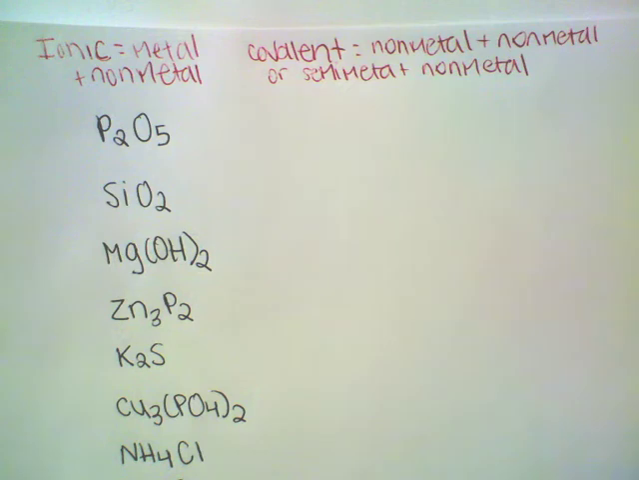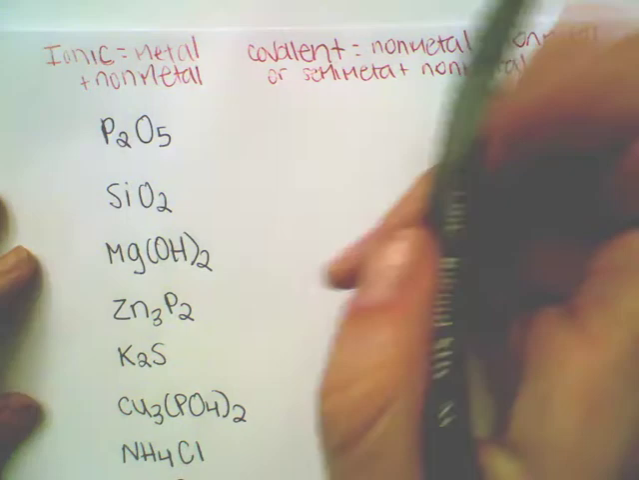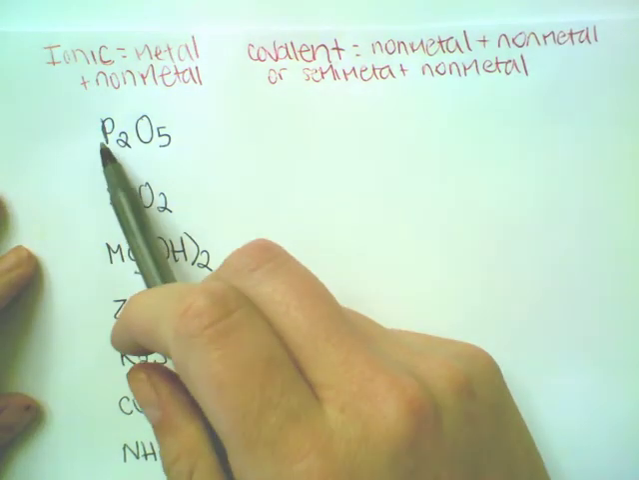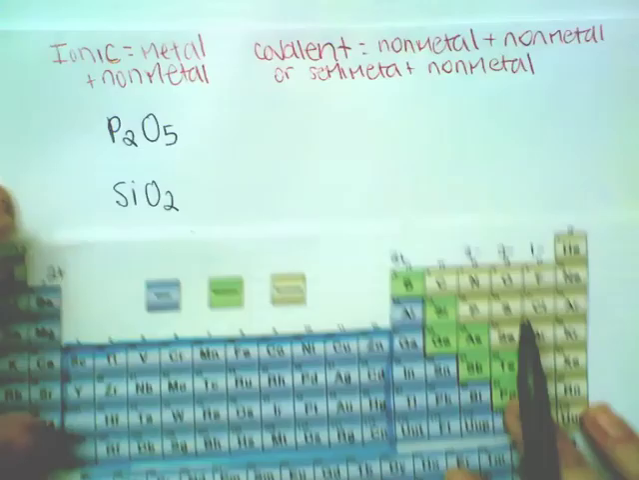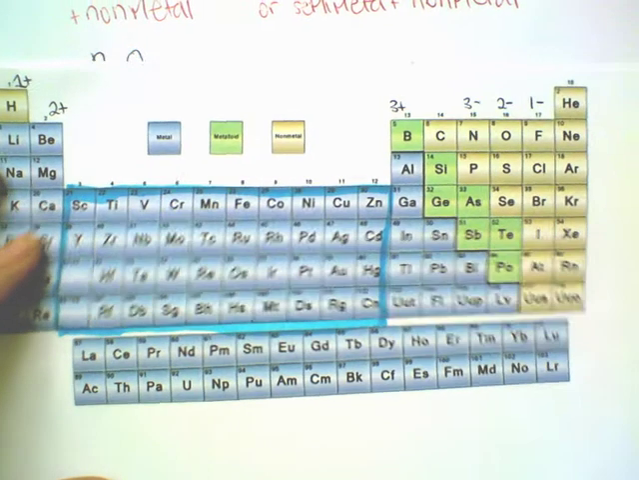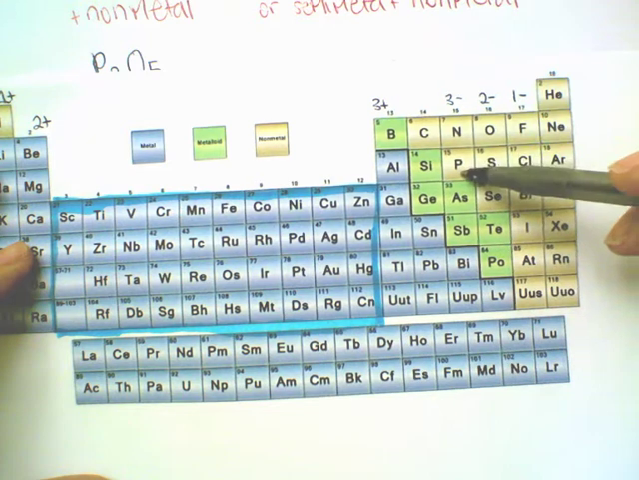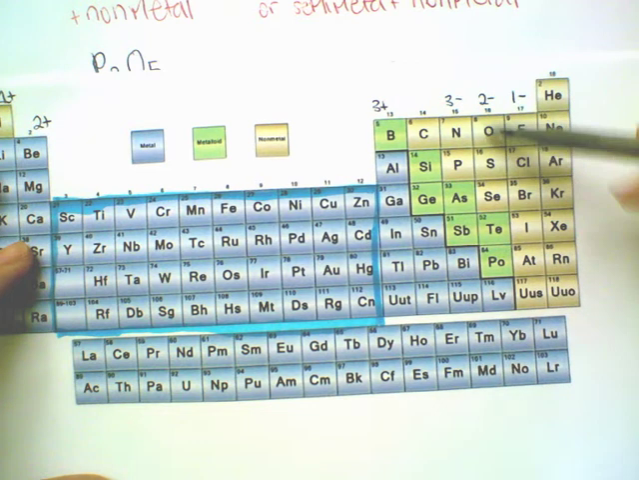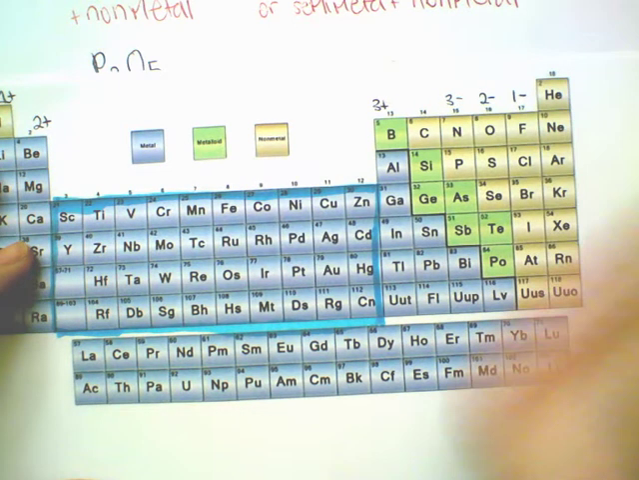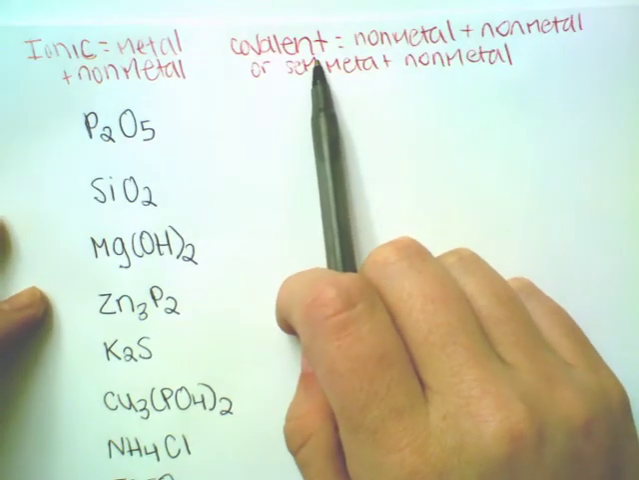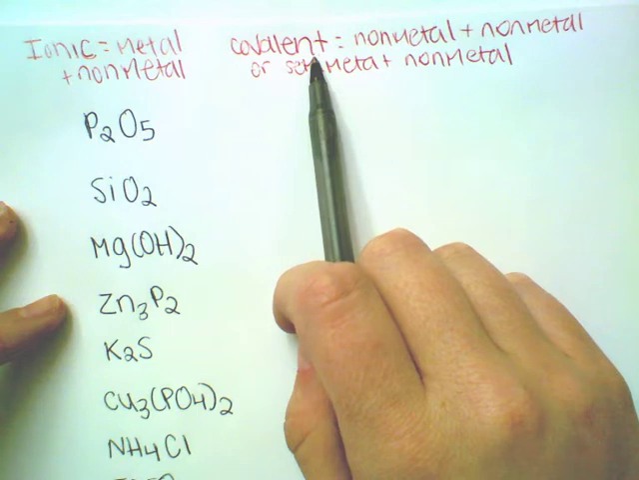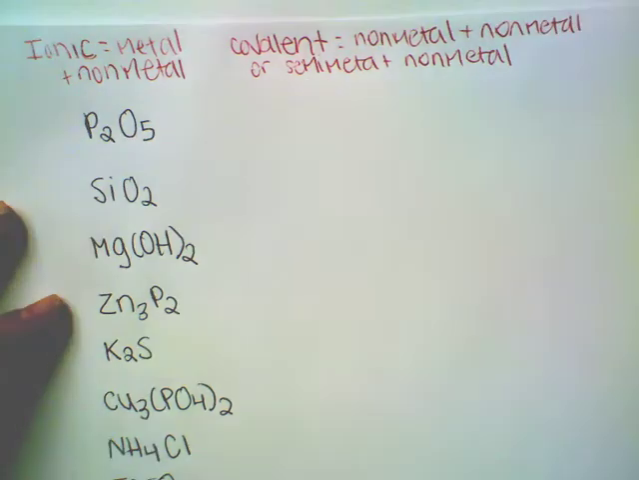The first step when we are naming a compound is to look at the elements that are present. In this first compound, I have phosphorus and oxygen. I'm going to take a look at my periodic table and locate those. Phosphorus and oxygen are both nonmetals, so that means they are going to make a covalent bond. And when we are naming covalent compounds, we are going to use prefixes.